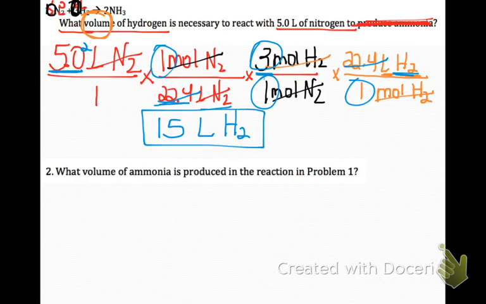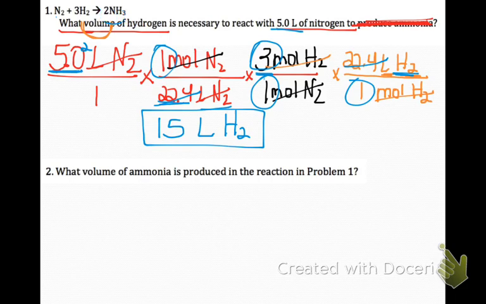So what this question means is, if I have 5 liters of nitrogen, I need 15 liters of hydrogen in order to produce 2 moles of NH3. Right? So, the second question, what volume of ammonia is produced in the reaction in problem 1?